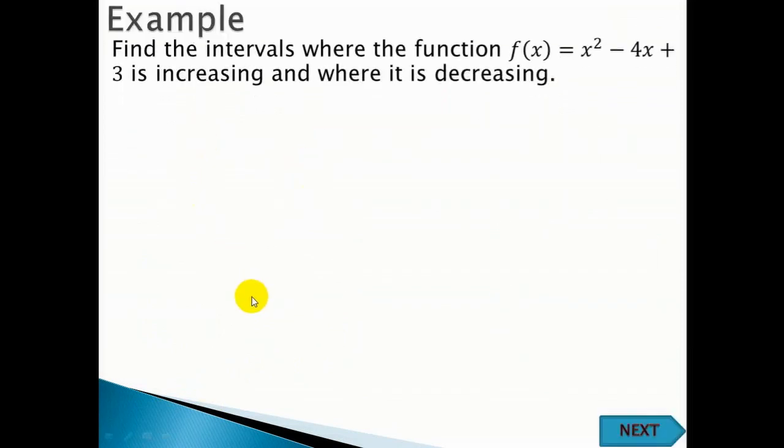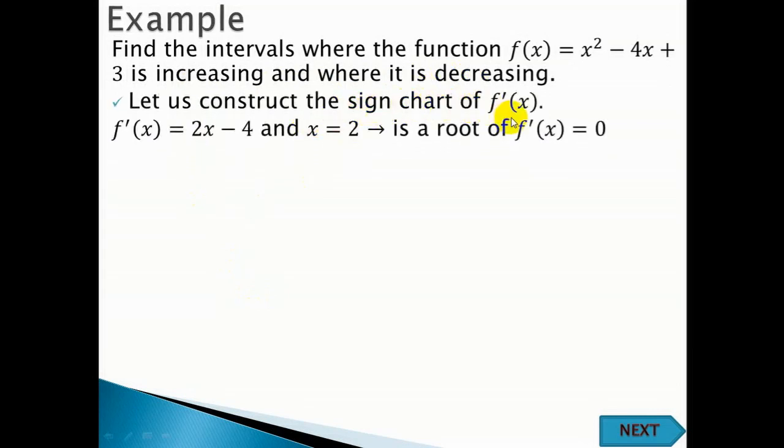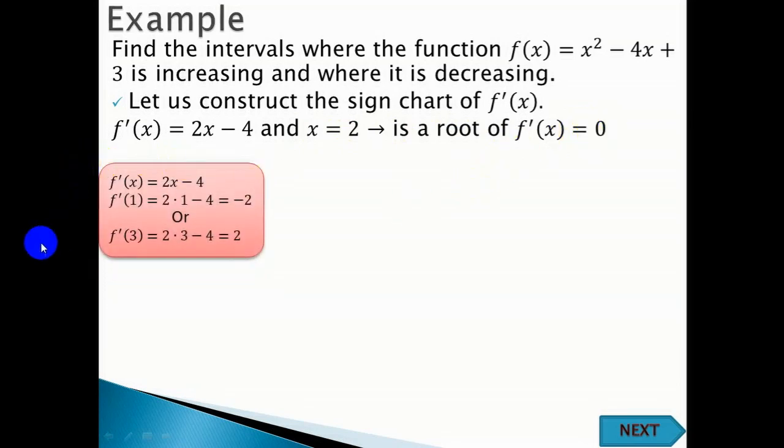Find the intervals where the function f(x) equals x squared minus 4x plus 3 is increasing and where it is decreasing. Let us construct the sign chart of f prime of x. When we take the derivative of this function, we get 2x minus 4, and x equals 2 is a root of f prime of x equals 0. Because we don't know where it increases and where it decreases, and x equals 2 is a root, we need to take values less than 2 and more than 2 to know the sign on the left side of 2 and the right side of 2.